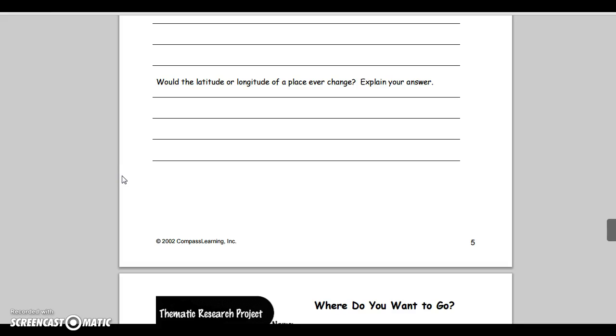And would the latitude or longitude of a place ever change? So if you're making this project and you're like, okay, I'm going to go here, the latitude and longitude is this. When I grade this, is the latitude and longitude going to be different, or will it still be the same? So that's just something to think about to kind of answer that question.